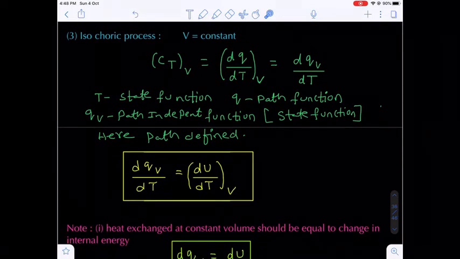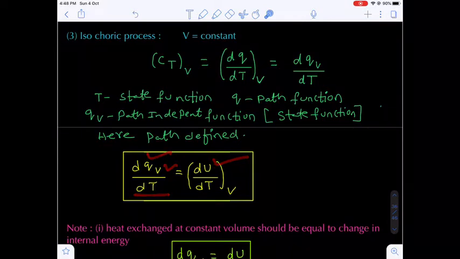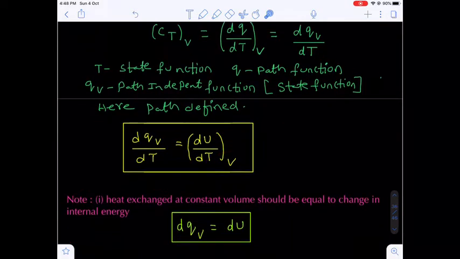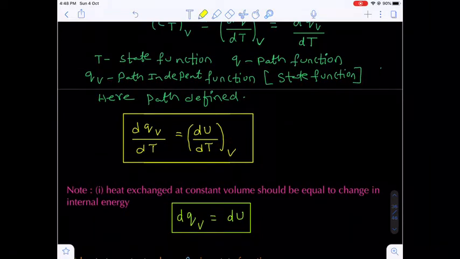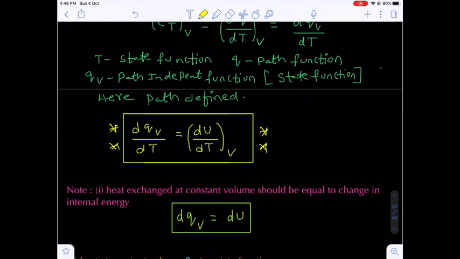And one more important thing here, variation of heat at a constant volume with respect to temperature is nothing but the change in internal energy with respect to temperature. Are you getting my point? So this is a very important formula we have to remember. dqv by dt will be equal to du by dt at constant volume. Are you getting my point? From here we can conclude delta qv equal to delta u. Are you getting my point?